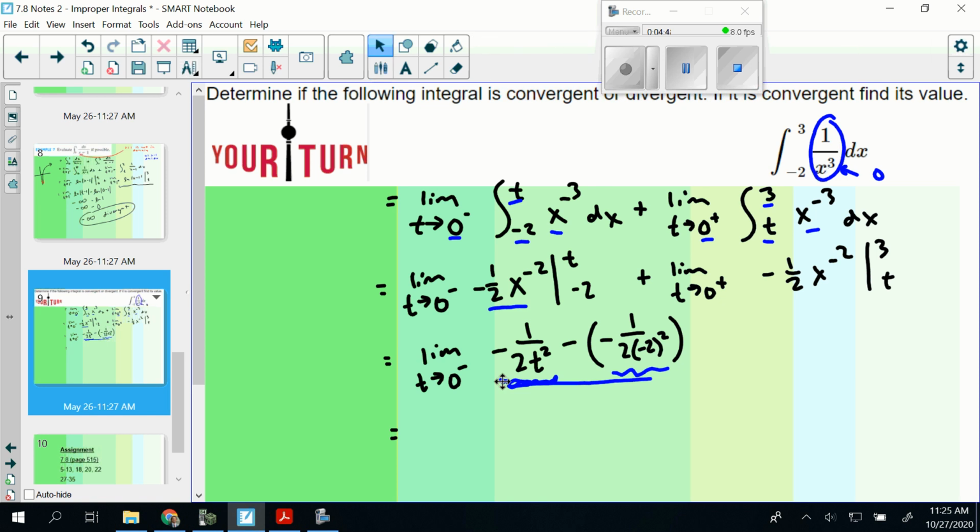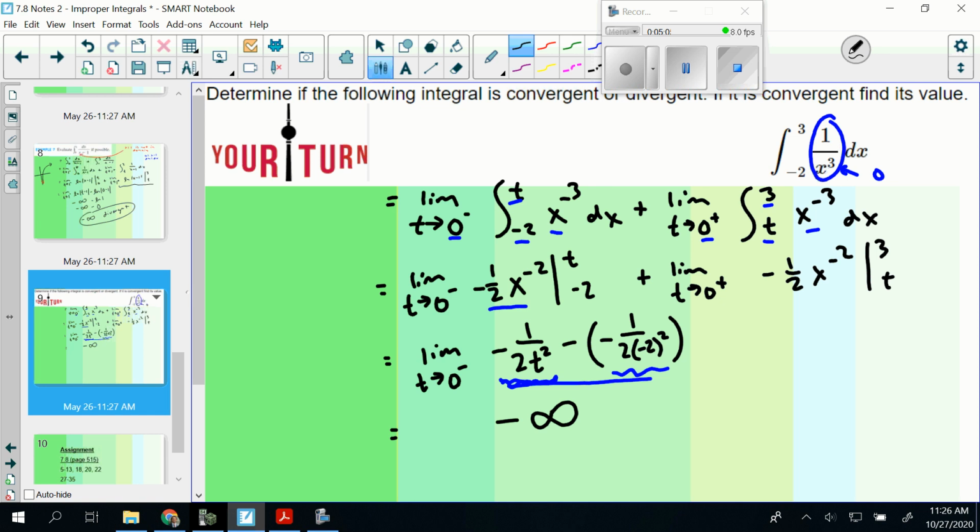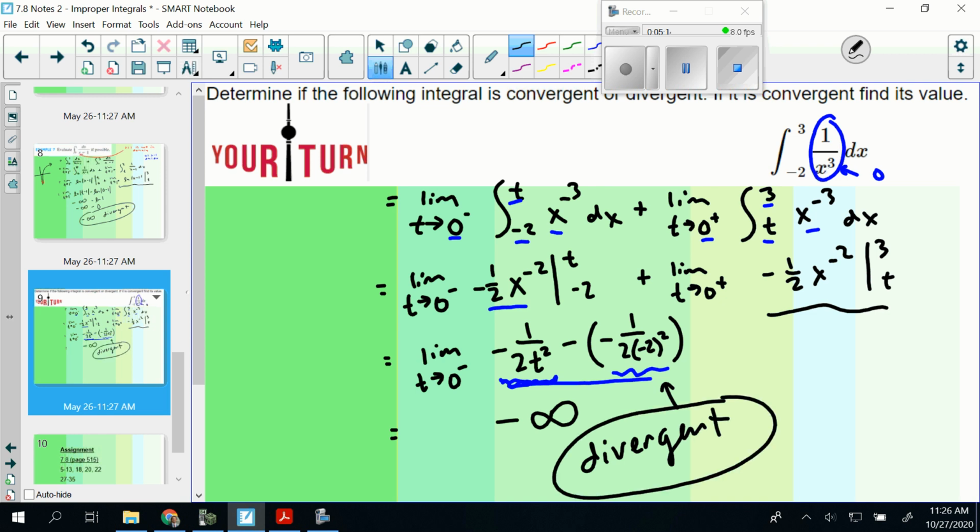What's that going to approach as t approaches 0 from the negative side? Well, if you put 0 in, we still have the dividing by 0, but from a side, we do have something here. From the left side, you can see this is approaching negative infinity. And so once we know that that's negative infinity, it doesn't really matter what the other stuff is going to equal, because this one is, again, going to be divergent. There's not a finite amount of area for this one.